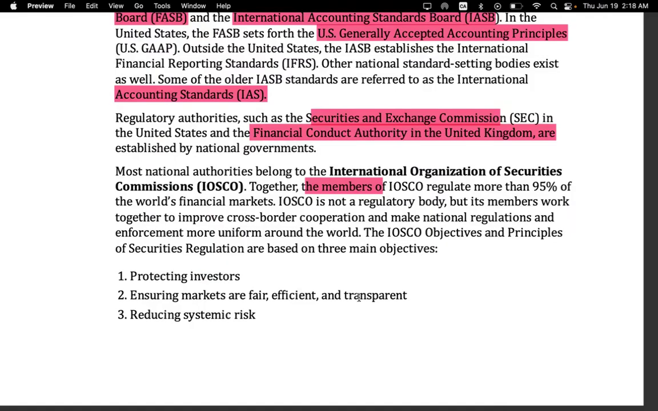Right. So IOSCO itself is not a regulatory body, but it is comprised of regulatory bodies, and the members of IOSCO regulate more than 95% of the world's financial markets. Its members work together to improve cross-border cooperation and make national regulations and enforcement more uniform around the world. So enforcement should be more uniform, as in there should be fewer differences in the way that we enforce the standards.